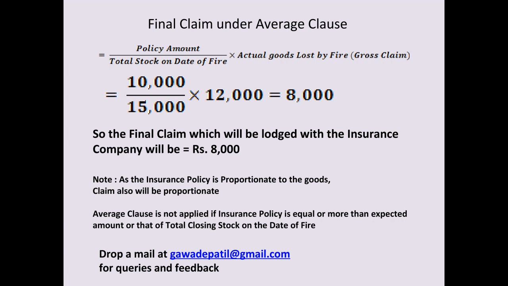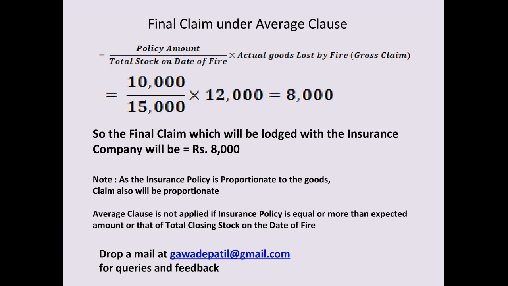Now we know that the actual goods destroyed by fire is 12,000. The policy amount is 10,000 and the actual goods that was lying in the godown was 15,000. So 10,000 upon 15,000 into 12,000 becomes 8,000. So the final claim which will be lodged with the insurance company will be 8,000.